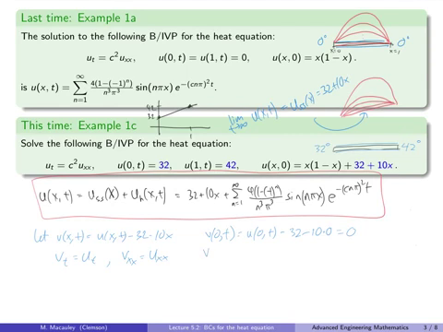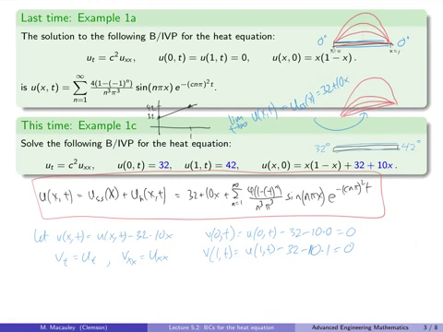And then v at x equals 1 and t equals u at x equals 1 and t minus 32 minus 10 times 1. So that's 42 minus 32 minus 10, which is 0. So this always happens.